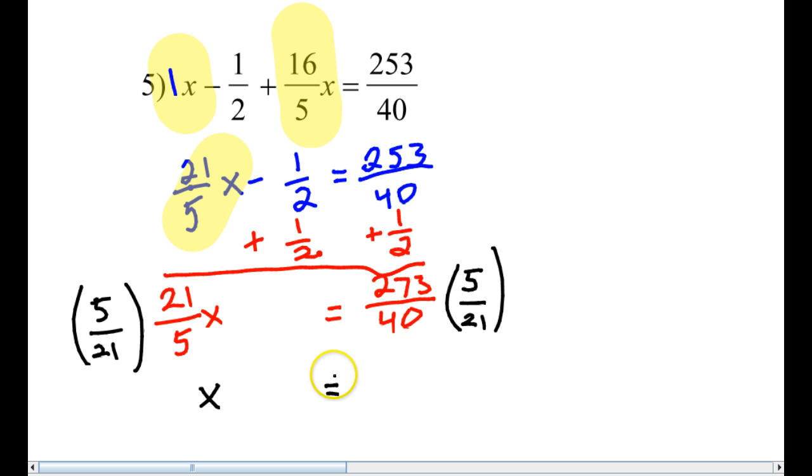Yep. And the answer comes out too. Over equal. There you go.